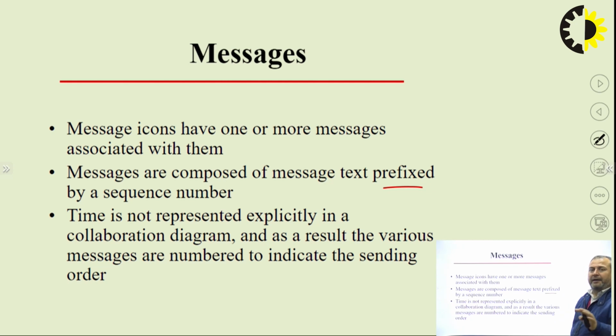As we have seen, in a collaboration diagram there is a flow. Flow means where it starts, how it proceeds, and so on. So, we can number it. This activity consists of objects, and the sequence of communications comes under the collaboration diagram. Time is not represented, okay. Time is not explicit in a collaboration diagram, and as a result, the various messages are numbered to indicate the sending order. Specifically, a time stamp is not required in collaboration diagrams.